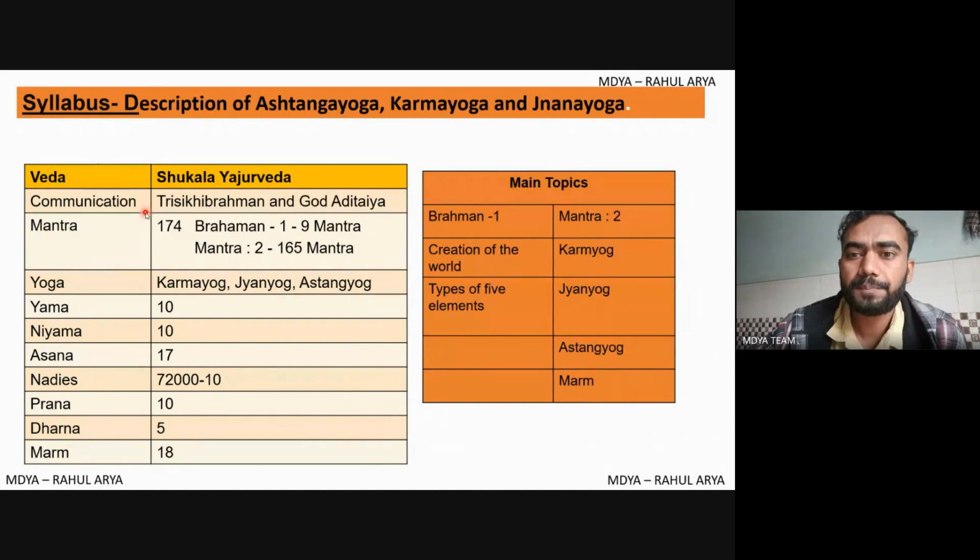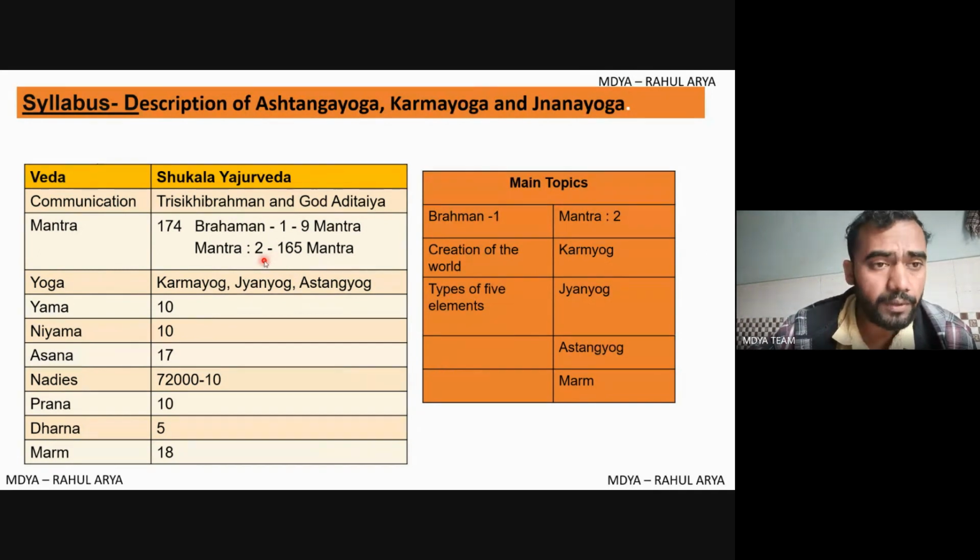The communication between Trisikhi Brahman and the god Aditya, both are talking. It is divided into two parts, called Brahman 1 and Brahman 2, or Mantra 2 also we can say. Brahman 1 has mantras 1 to 9 only. After the 9 mantras, Brahman 2 starts, again from 1.